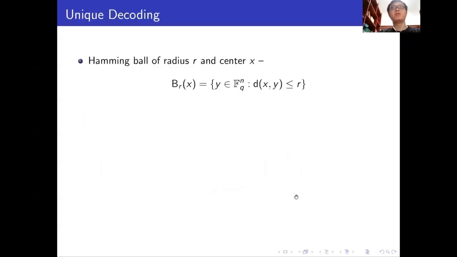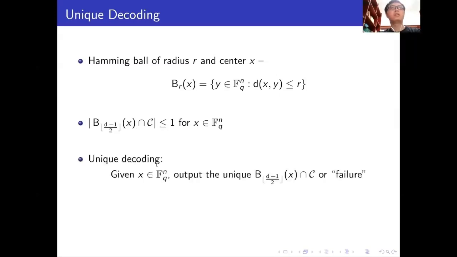The minimum distance of a code is related to its unique decoding property. To state it, we will need the notion of a Hamming ball. For an integer r and a vector x, the Hamming ball of radius r and center x is the set of vectors that have Hamming distance at most r from x, and we denote this set by B_r(x). It is clear that the Hamming distance satisfies the triangle inequality. Using this inequality, one can easily show that for any vector x, the Hamming ball of radius (d-1)/2 and center x has at most one intersection with the code C. Here d is the minimum distance of the code.